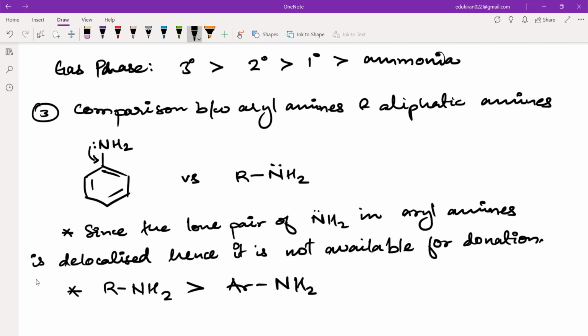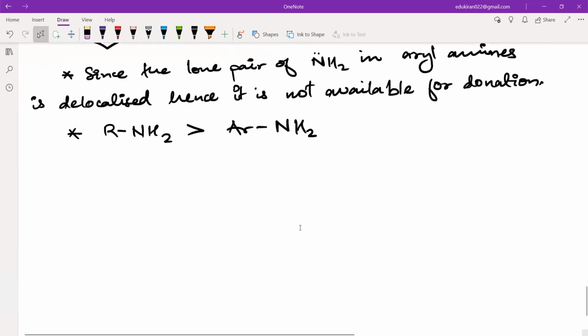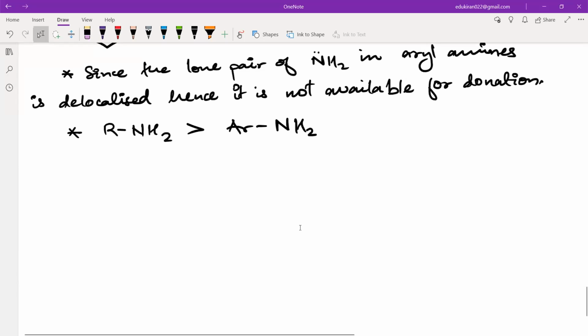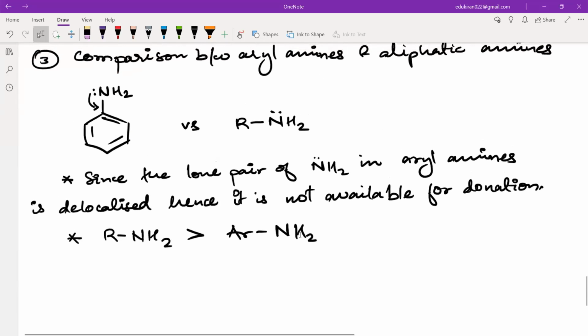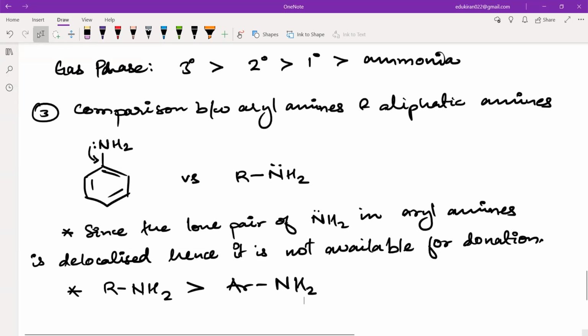Is this clear? Yes or no? Please tell me. Okay. Now we can say that aryl amines are not very basic. This is pretty much it about the basicity of aryl amines. Okay, I can give you some questions.